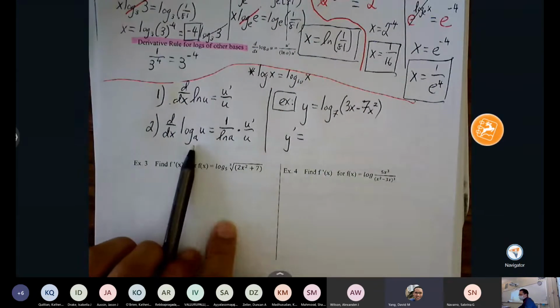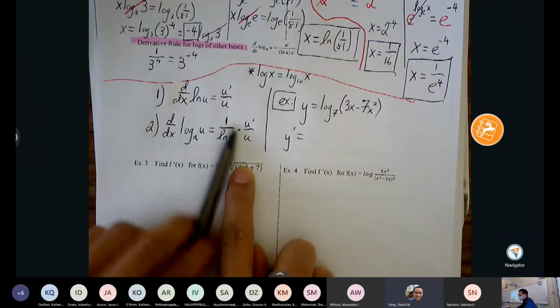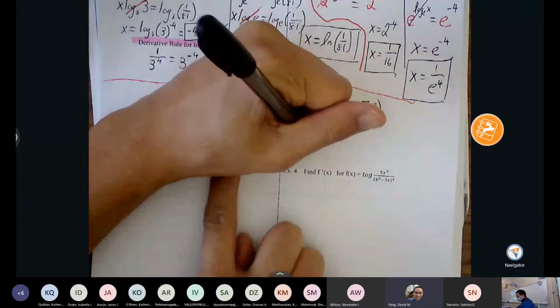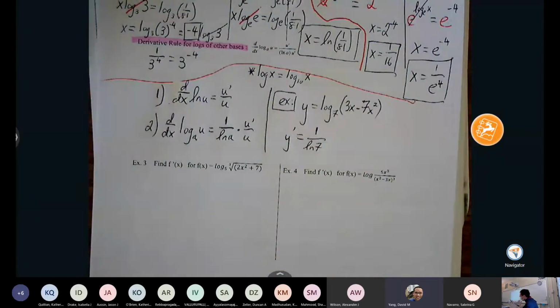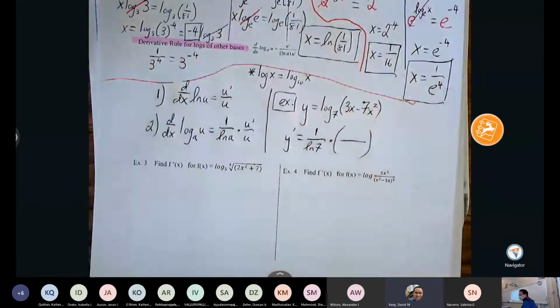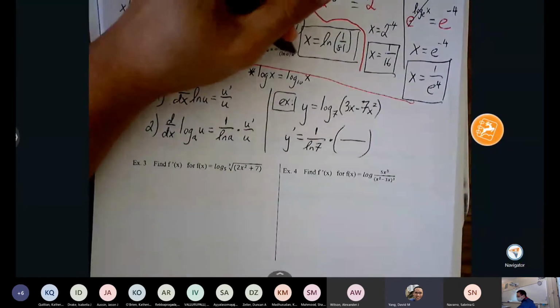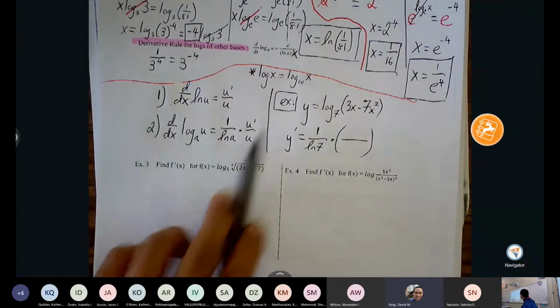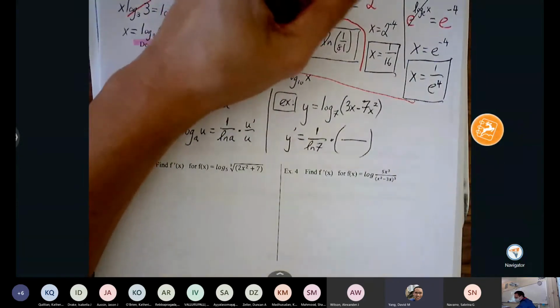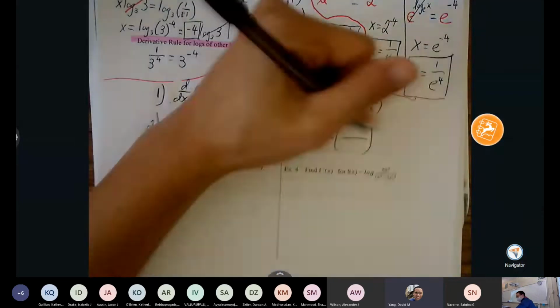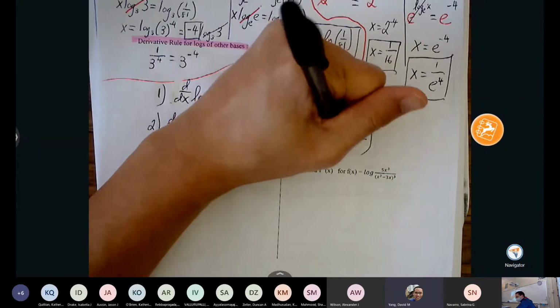Okay, what's my a value? 7. So the first part is a conversion into base e, so 1 over natural log of 7. That takes care of the fact that it's not base e. It does its conversion into base e. And now the rule looks just like how you would do with natural log: u prime over u. On the worksheet, it says u prime over u prime. Sorry, that's wrong. It should be u prime over u. Typo there. Okay, what's u prime? 3 minus 14x, all over my u value.